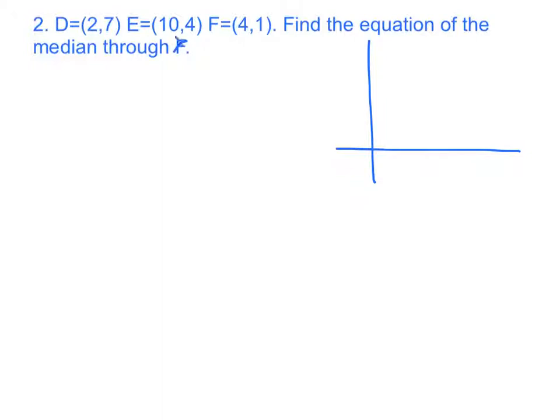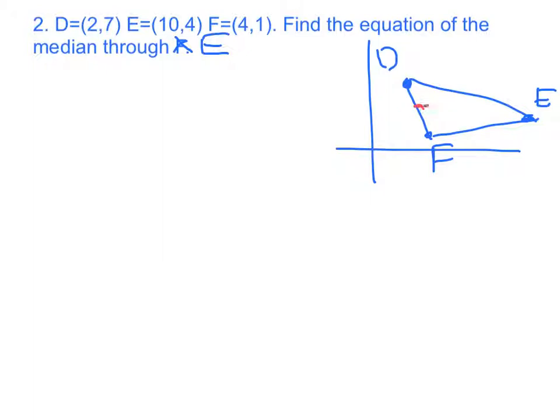So this should say E, right, so that it matches the question on the first slide. So D is (2, 7), E is (10, 4), F is (4, 1). So the triangle looks something like that. D, E, F. And we're looking for the median through E.